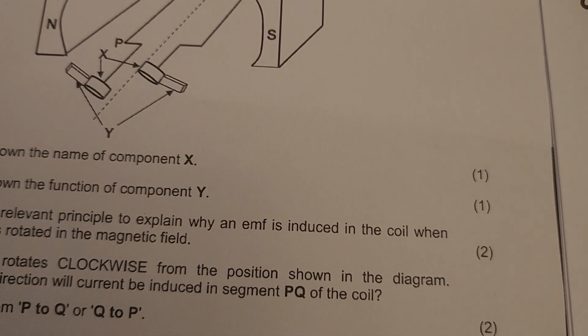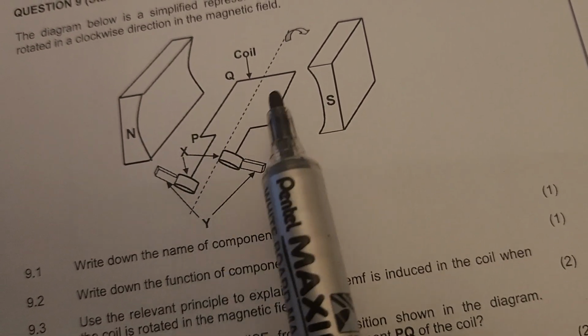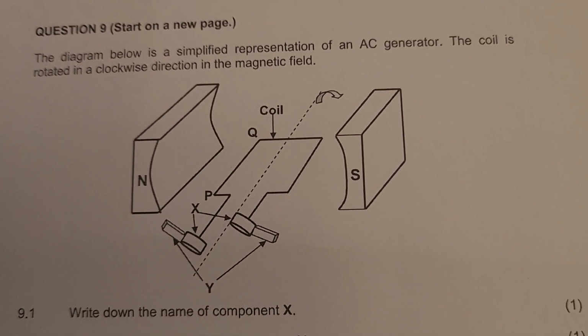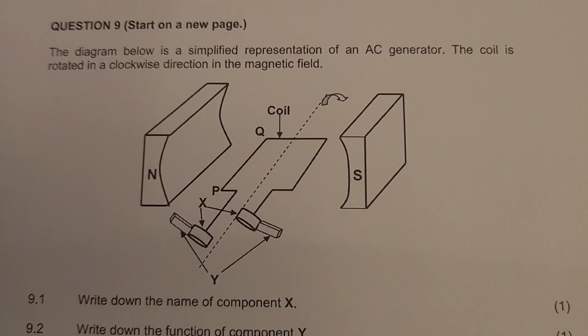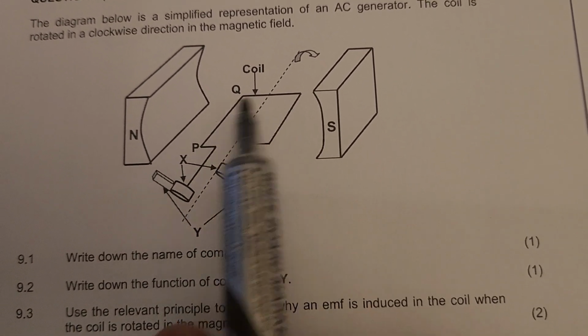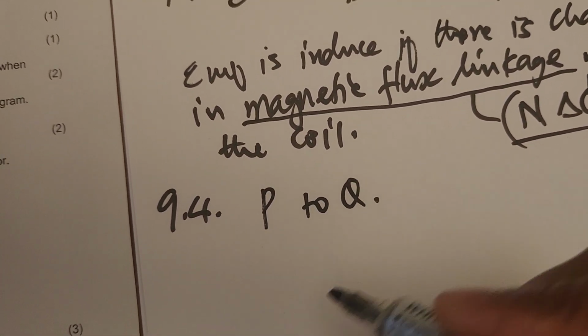In this case, if it was a motor, then we know that the motor opposes. If the coil is rotating clockwise, the current will flow anti-clockwise in the case of the motor, which is the motor effect. So this one is just electromagnetic induction. Therefore, the coil is rotating clockwise, then the current will move from P to Q. Therefore, our answer will be from P to Q.